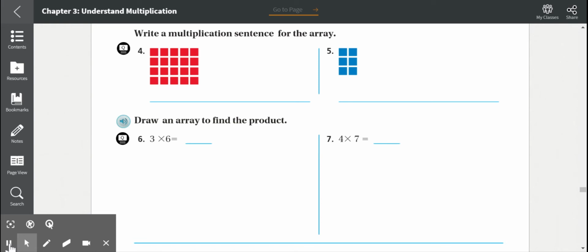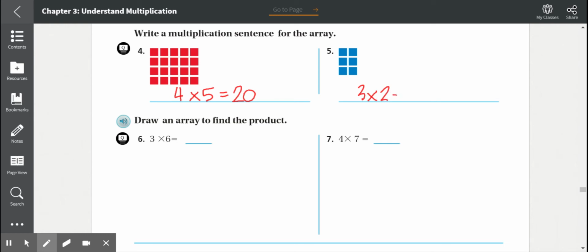Okay, you should have been working on your own, and now it's time to check your work, see how you did, if you made mistakes, and fix them. Okay, write a multiplication sentence for the array. So we always start with rows. 1, 2, 3, 4 times 1, 2, 3, 4, 5. And then you should have gotten 20. Next one, 3 times 2 equals 6. So check your work.